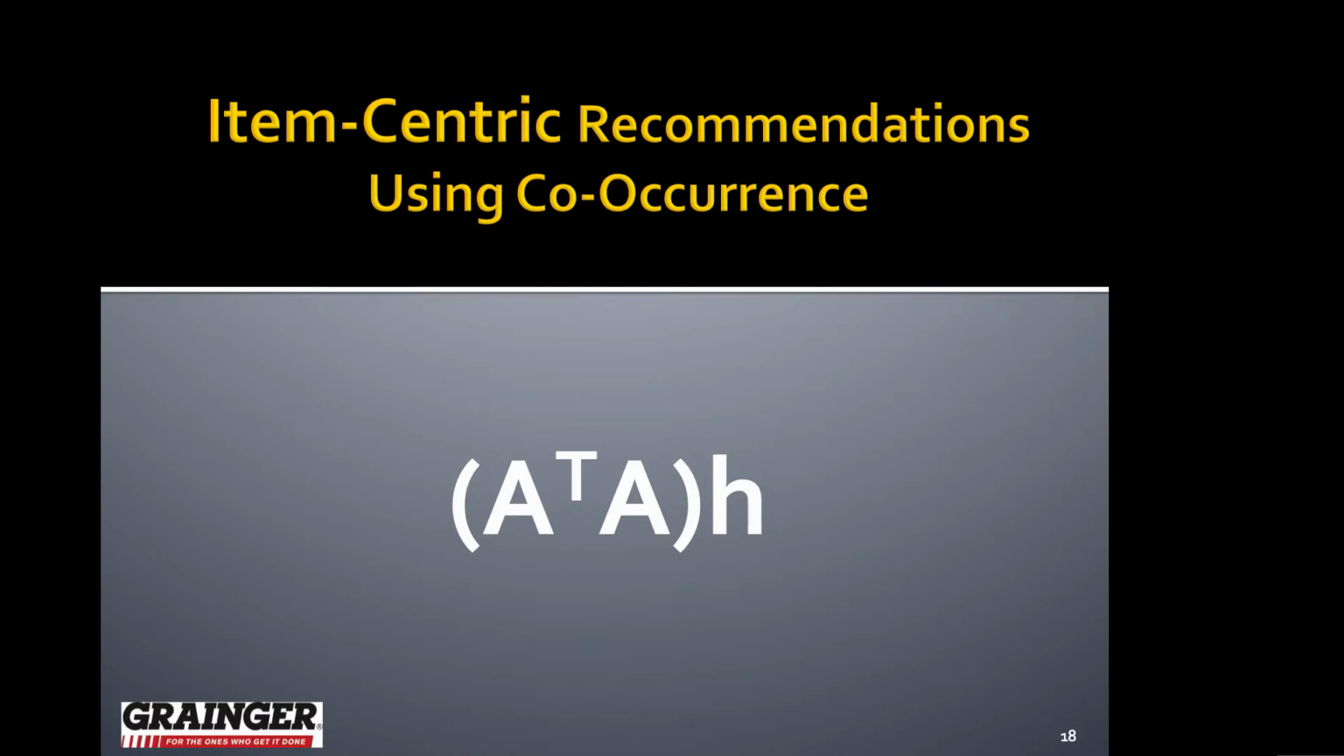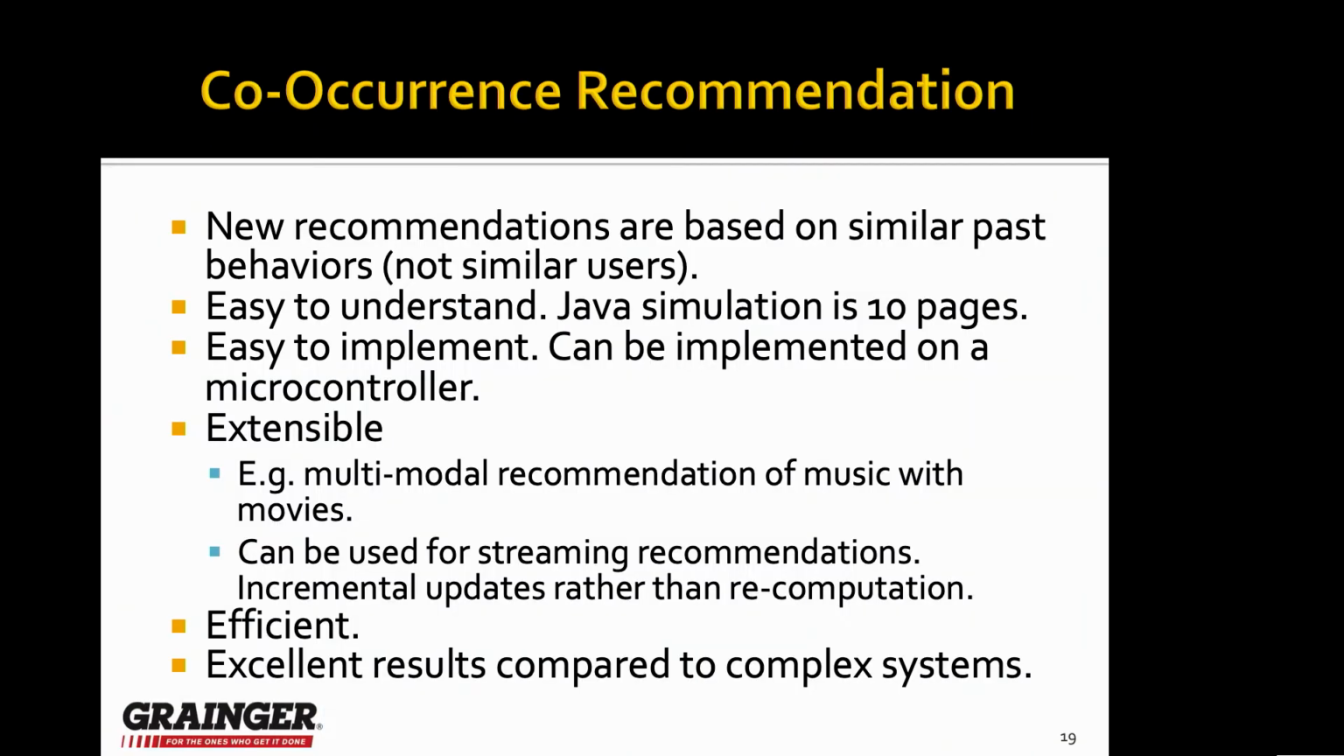Okay, so co-occurrence recommendation. Basically, recommendations are based on similar past behaviors, not just similar users. But why do we want to do this? Well, it's easy to understand. The Java simulation is only 10 pages. My slides and the Java code, by the way, are freely available if anybody wants it after this. It's easy to implement.